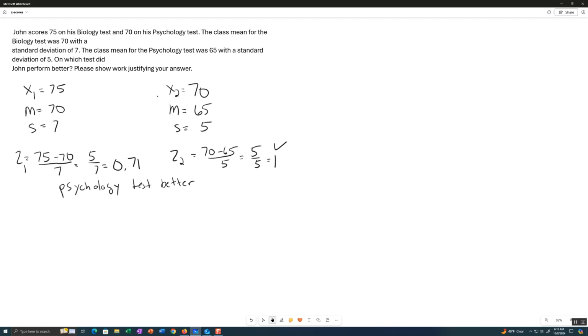So that's the first type of problem where you're going to compare z-scores. You're converting to a common metric, which is the z-score, and then you're comparing two z-scores. You can easily compare them to each other. You can't compare the raw scores because they're on different measures. They're different scales. But the z-scores we can directly compare, and we know that the psychology test was better.